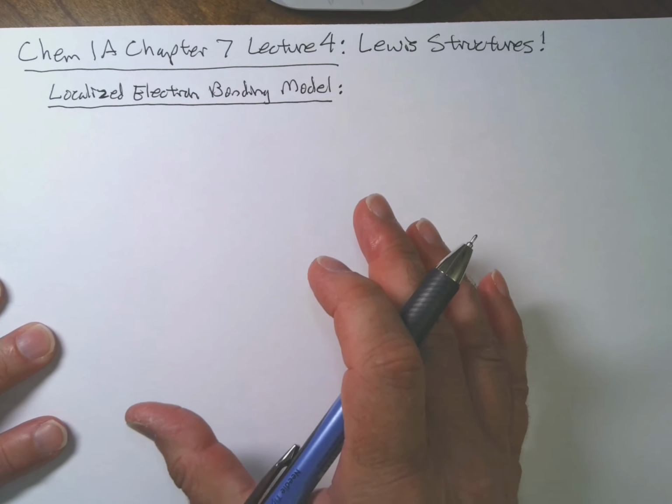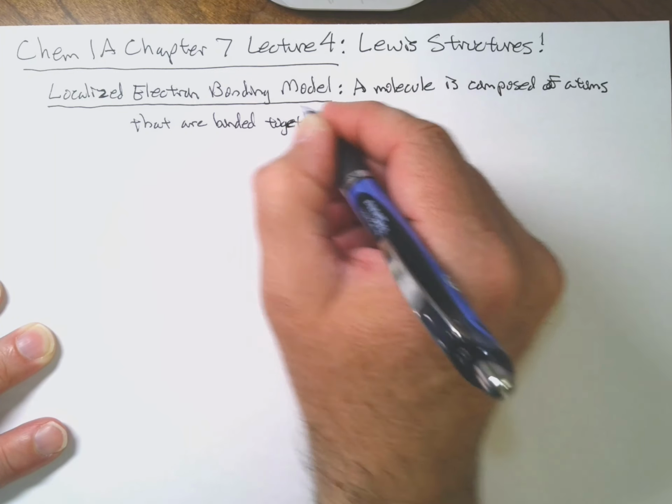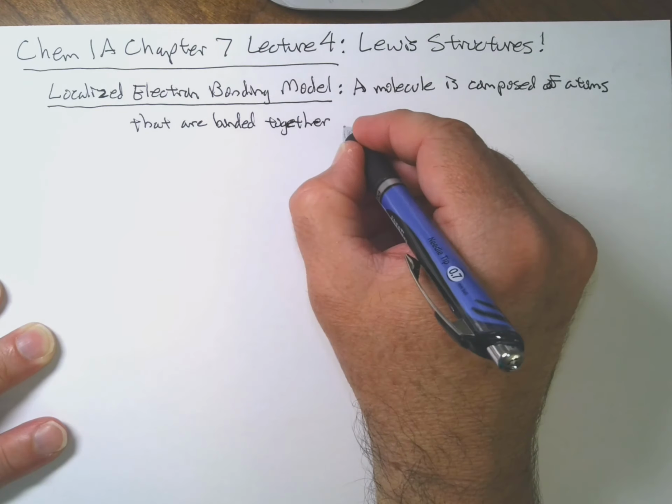So a molecule is composed of atoms that are bonded together by sharing pairs of electrons using the atomic orbitals of the bound atoms.